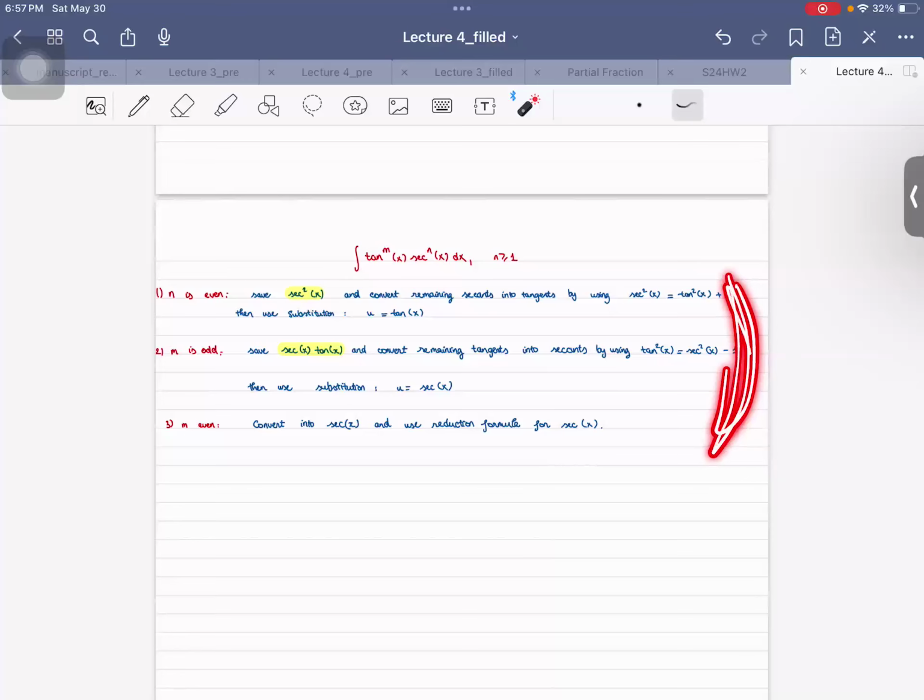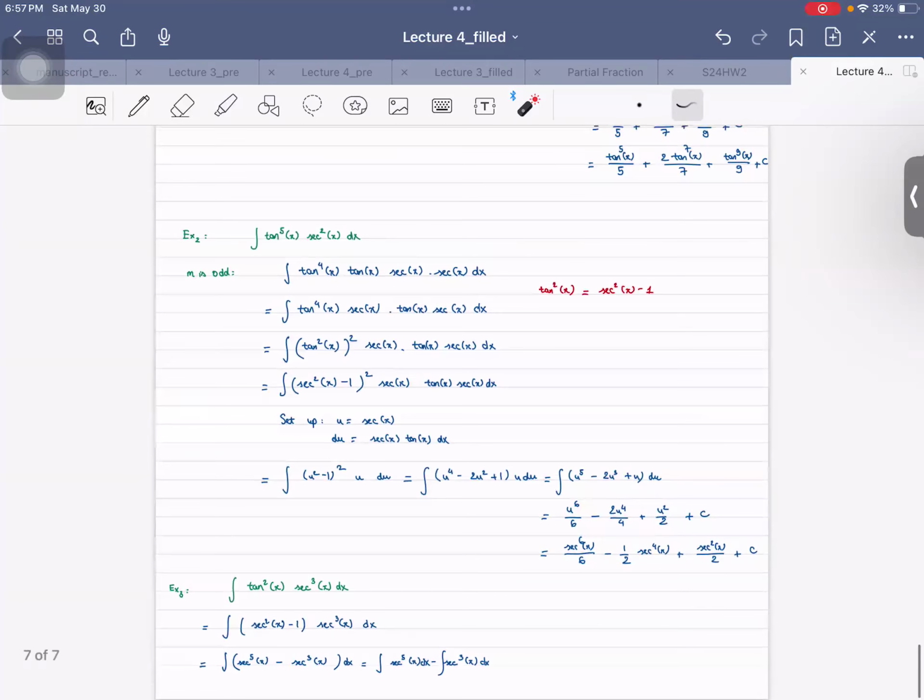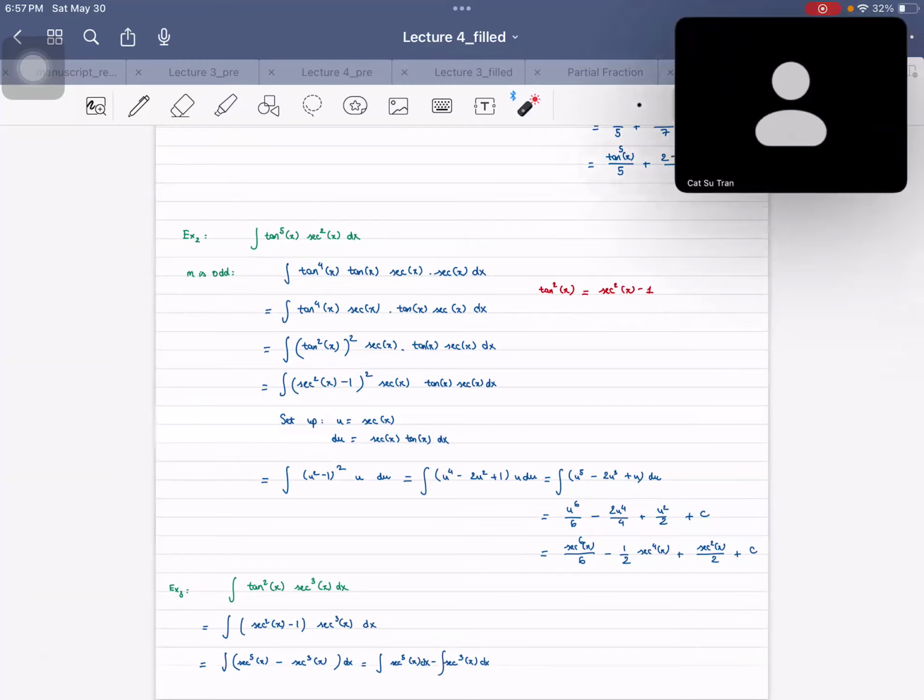So this is how you deal with integrals that contain tangent and secant. Again, you have to pay attention to the power of tangent and secant. We can have more practice in the recitation video, so I will see you in the recitation video.